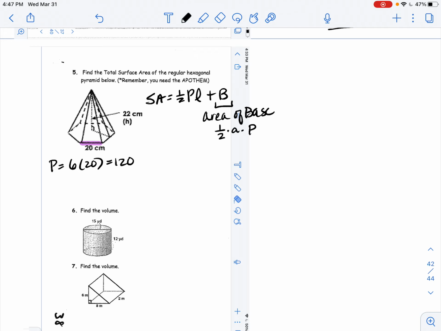The apothem, let's go ahead and work on that next. In a hexagon, we can find one of these angles. If I want to find one angle, that's going to be 180 times n minus 2 divided by n, where n is the number of sides. So it's 180 times 6 minus 2 over 6. Let me multiply this out, and that gives me 120. So each of these angles is 120.